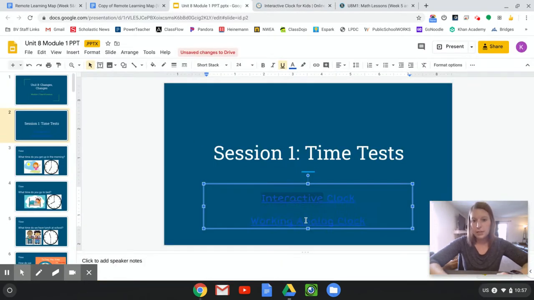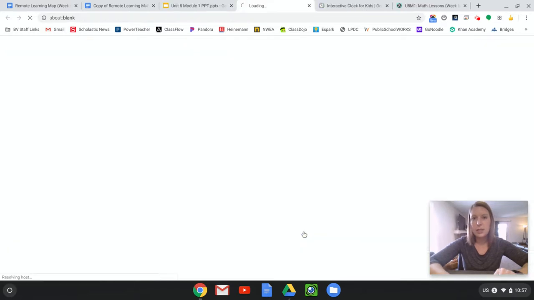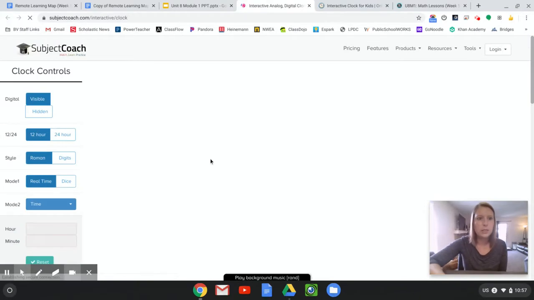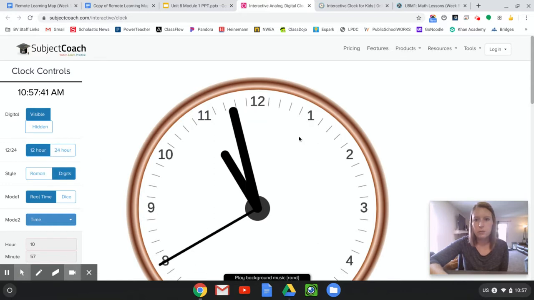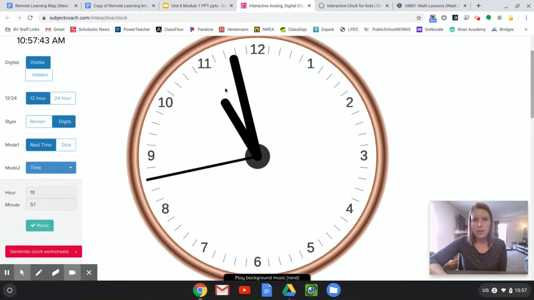The other clock is called the working clock. This one is actually going to be ticking along like it's plugged into the wall and it's working. So I would change it to digits. It's going to have Roman numerals, which is tricky. This has the second hand right now. And actually, this is the current time of me recording this video. So the second hand is going. You could use this as a stopwatch, or you could use it as a timer. We haven't talked a lot about the second hand yet, so this is going to be helpful when we talk about that.